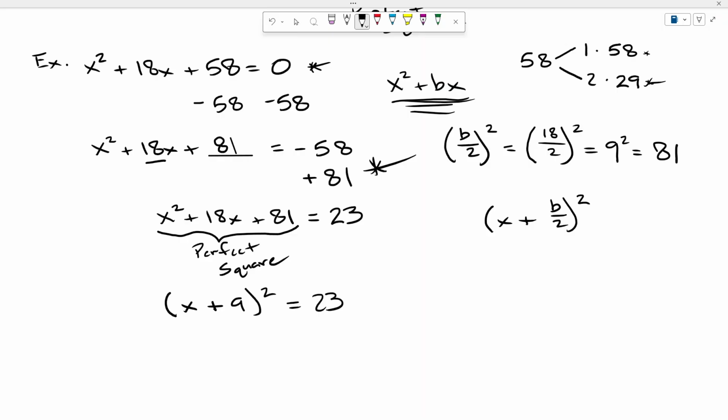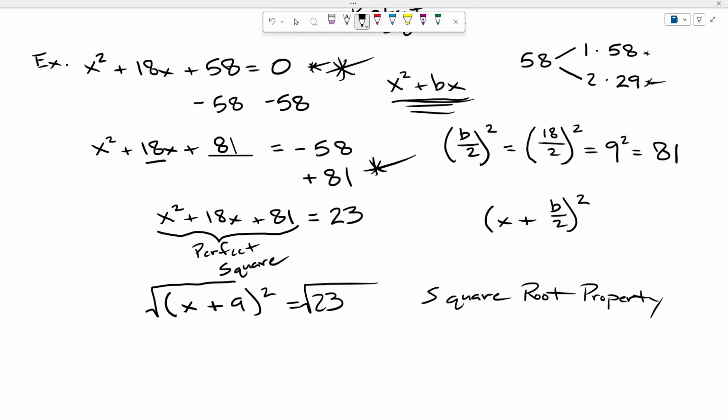And now look what we can do. We have an algebraic expression squared. So now we can apply the square root property. Just what we said earlier, in a nutshell, completing the square allows us to take something that's a little bit more difficult to work with, and make it into something easier that we can apply the square root property to. So now we're here, we can just take the square root of both sides.